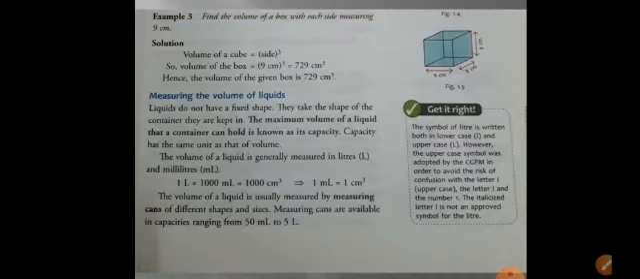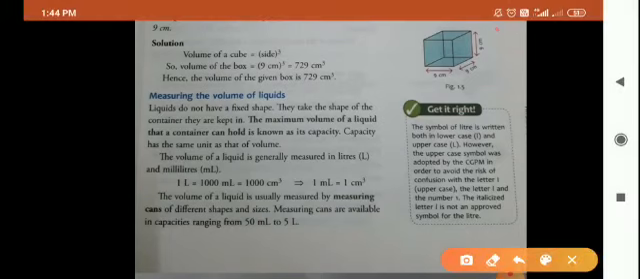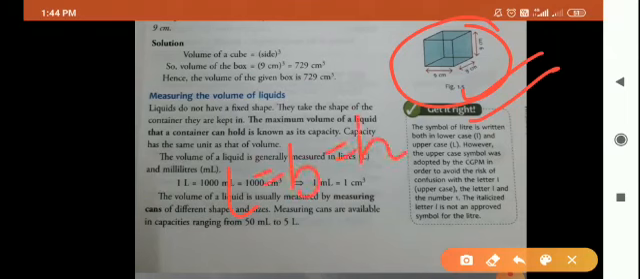Similarly, example 3. Find the volume of a box with each side measuring 9 centimeter. Here all the sides are same. So what is this? This is your cube. In a cube, length, breadth and height are all the same. That is why here you can find all the sides are of the same unit. Okay, same dimensional value is there. So volume of the cube, side cube is written directly. It means side into side into side.